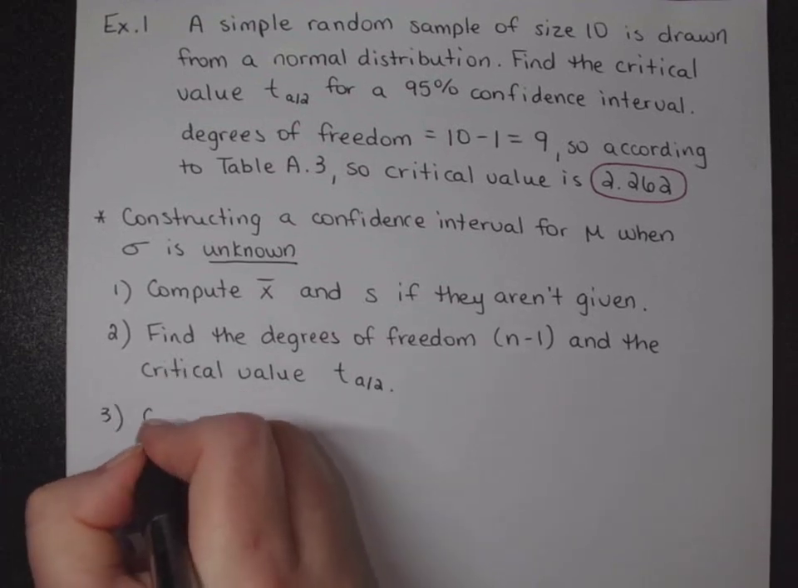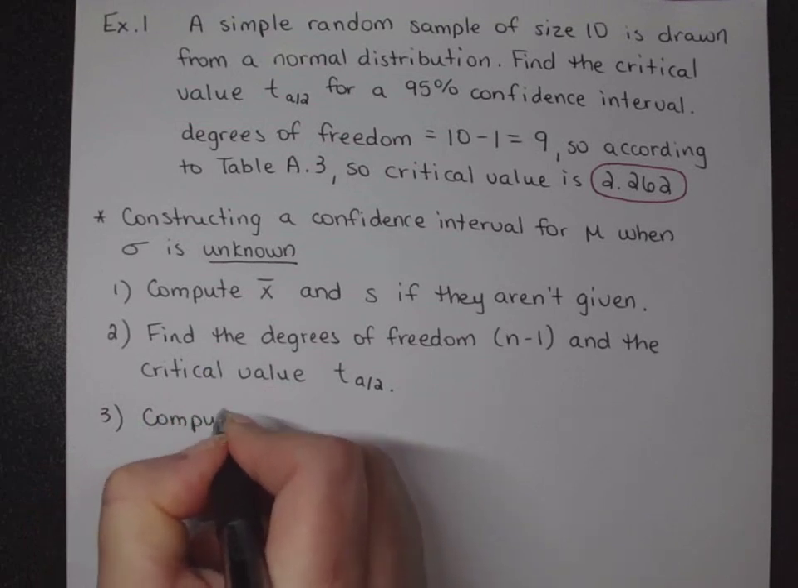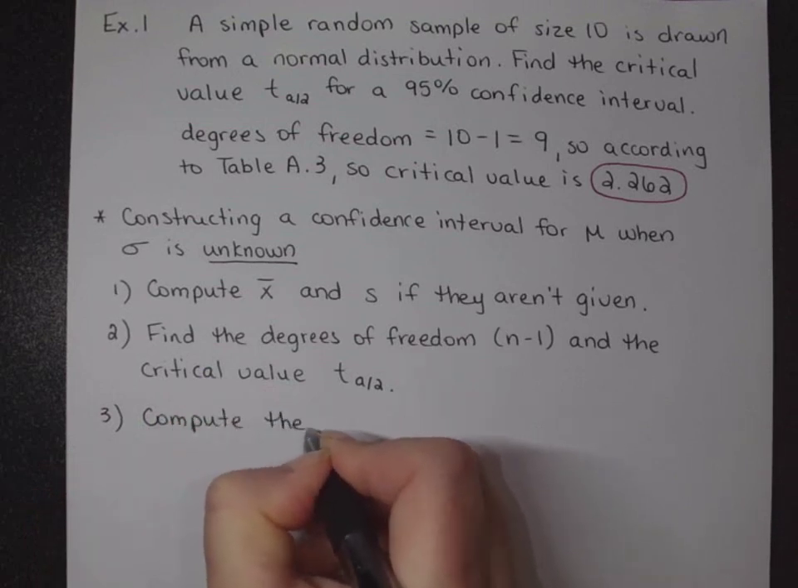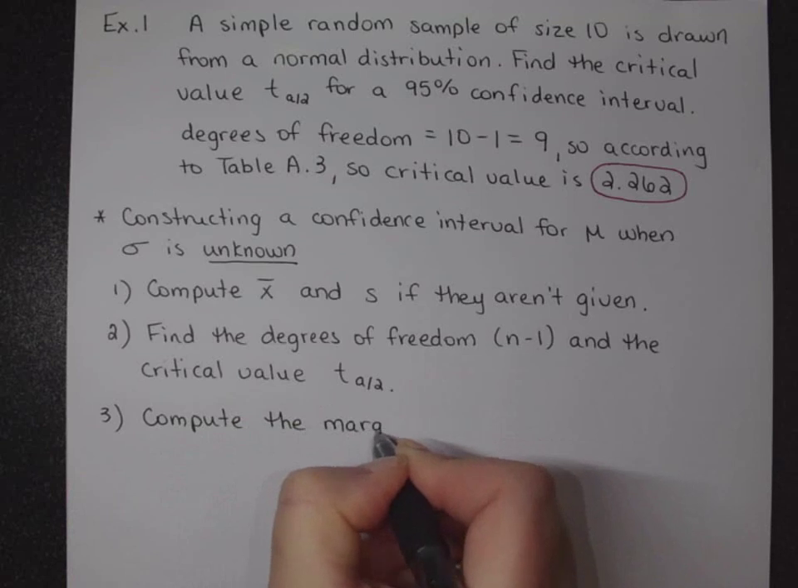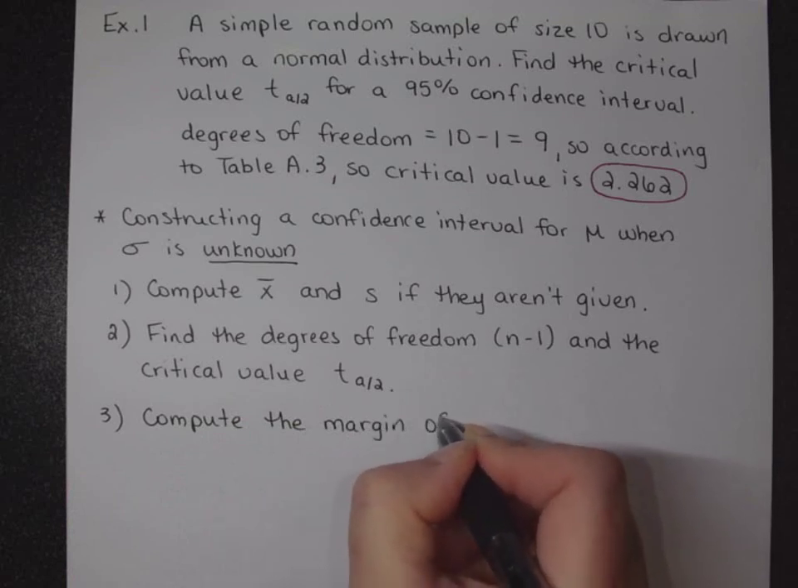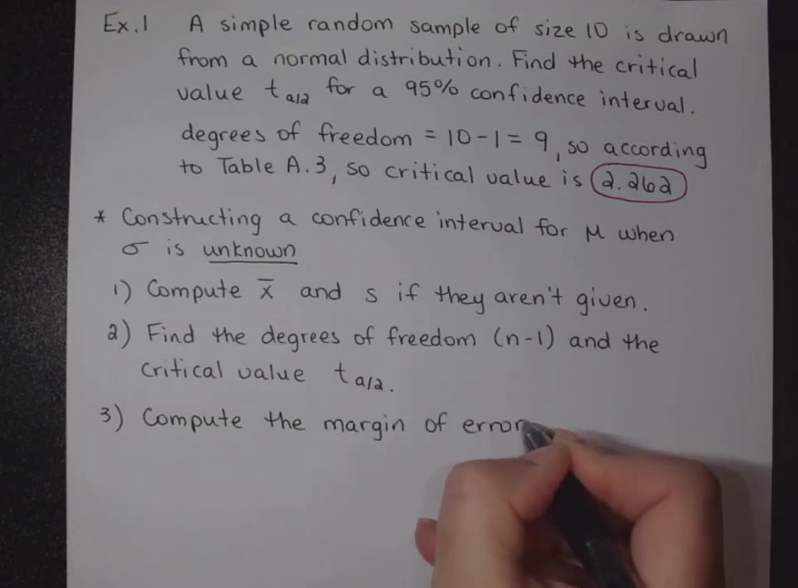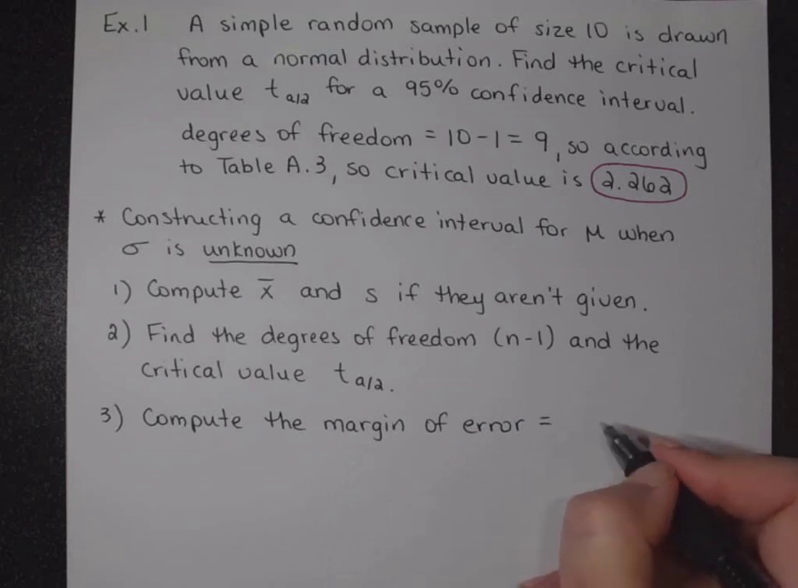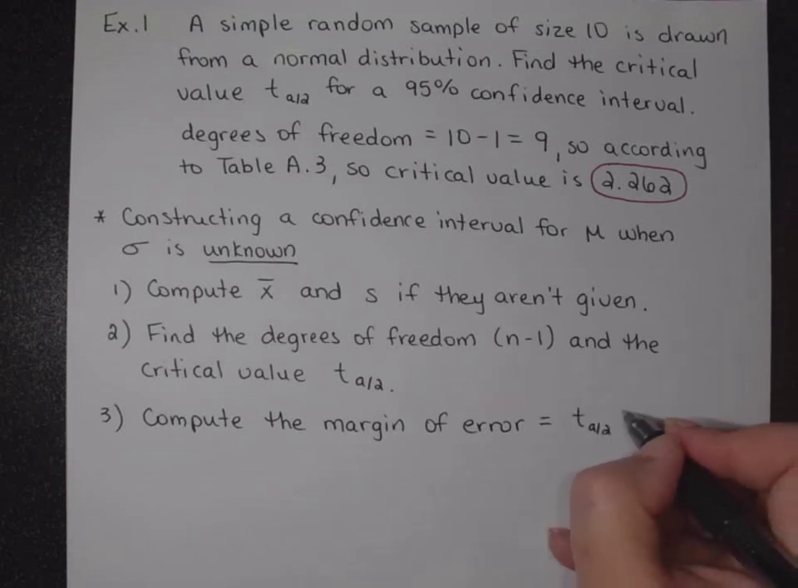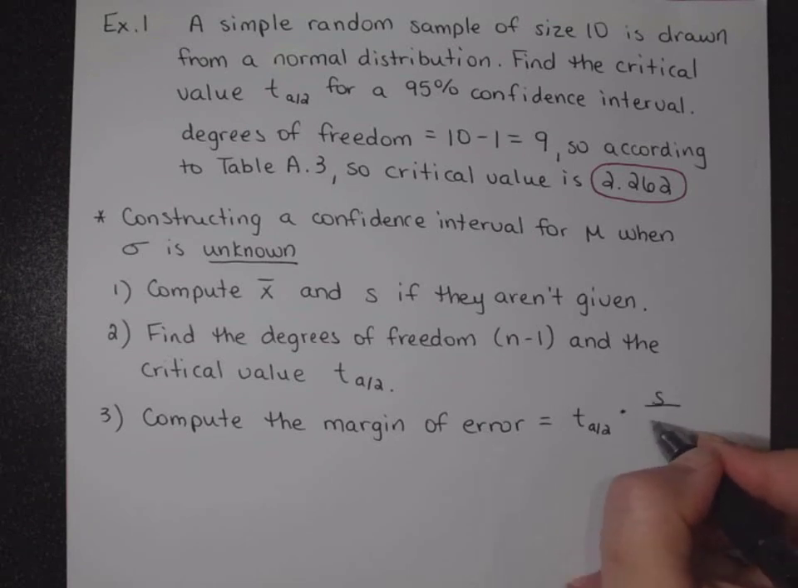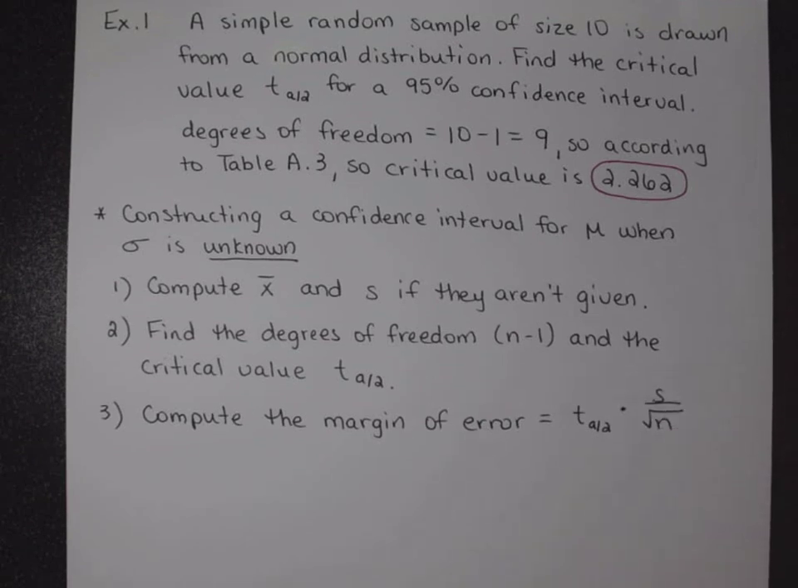Number 3 is you're going to compute the margin of error. So again, don't let the way that this formula looks throw you off. It's really just the same as we were doing before. The margin of error is going to be your critical value, which is this t thing, times the standard deviation over the square root of n. Notice this time I'm using s instead of sigma because I don't know sigma. Sigma is my unknown, and that's why I have to have a new process for this.